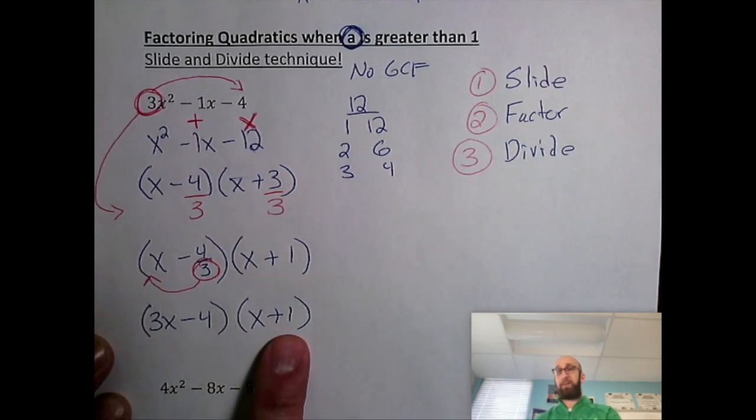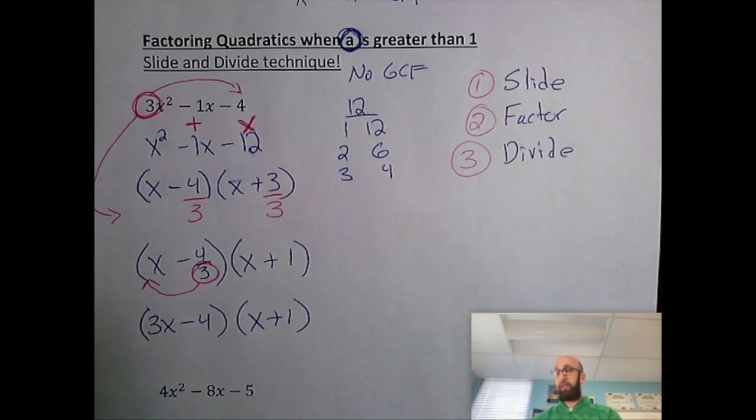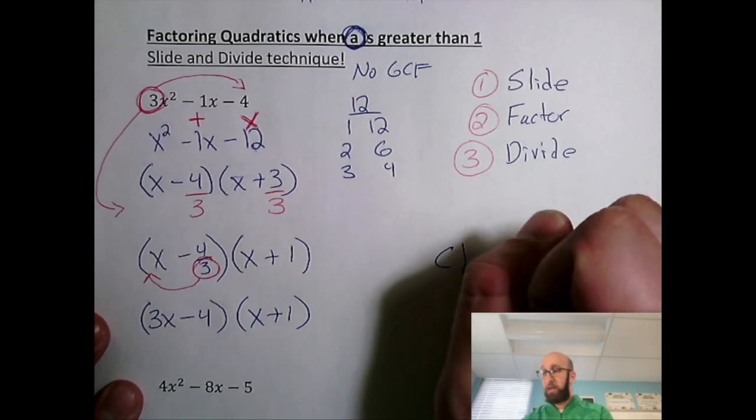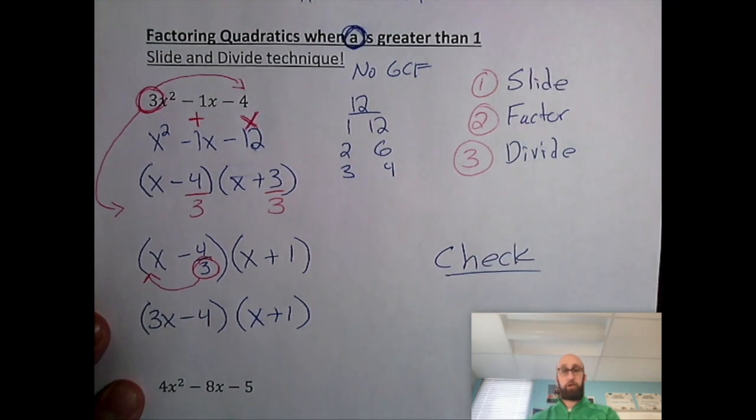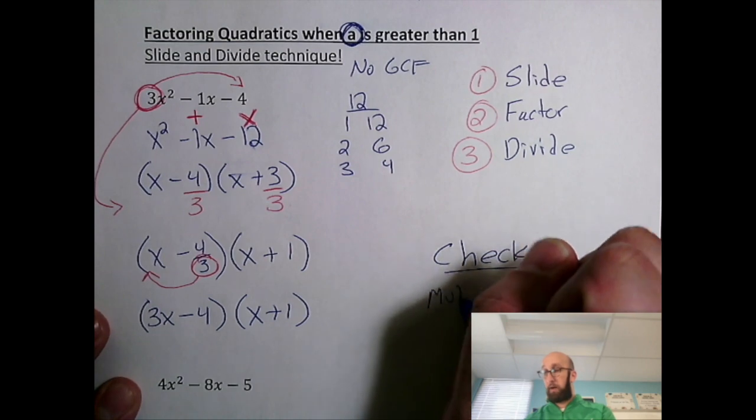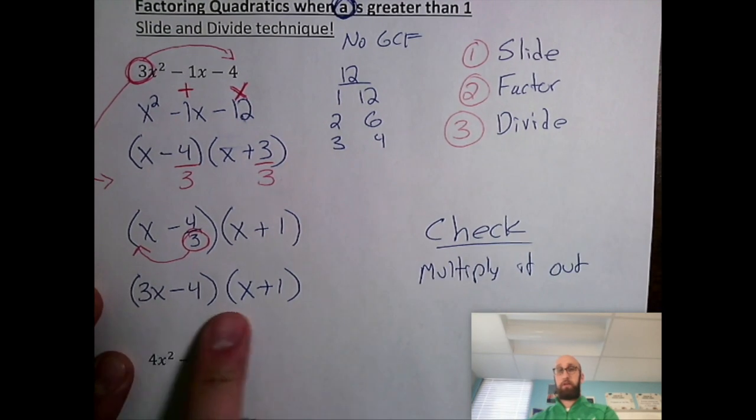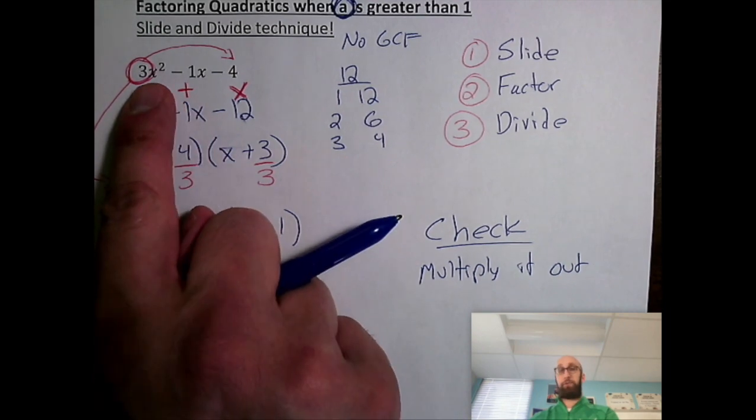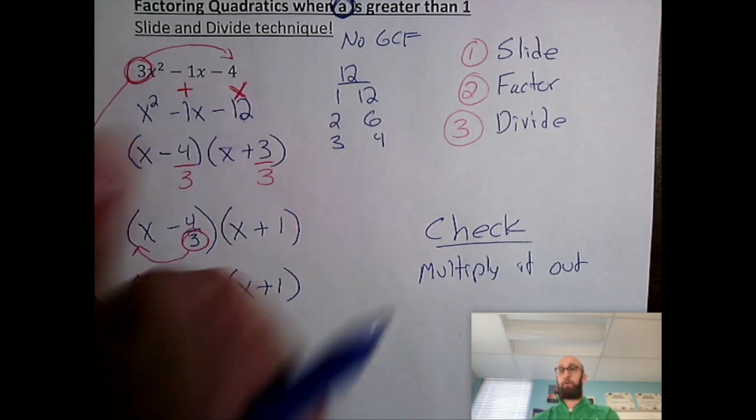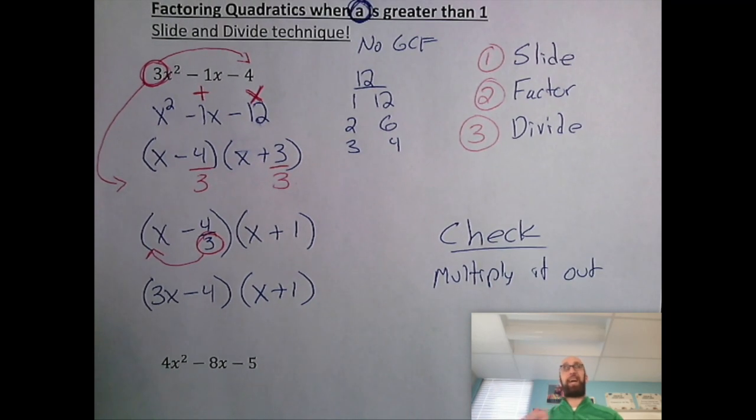This right here is the factored form of our original quadratic. I don't need to show it in this video, but you could take this and multiply it out to check, okay? If you do so, you multiply this out, combine like terms, guess what? You're going to get 3x squared minus 1x minus 4. It is going to check out. It is going to work. So that's the slide, factor, and divide.